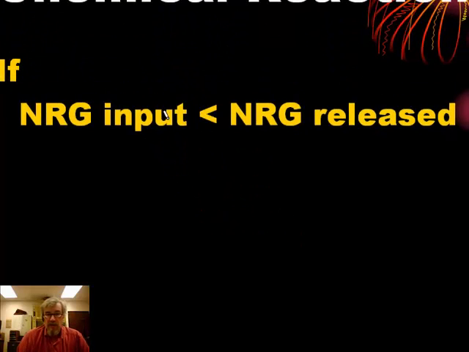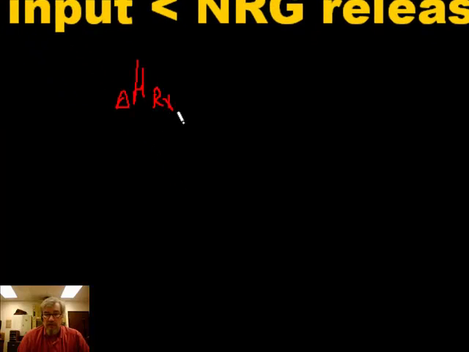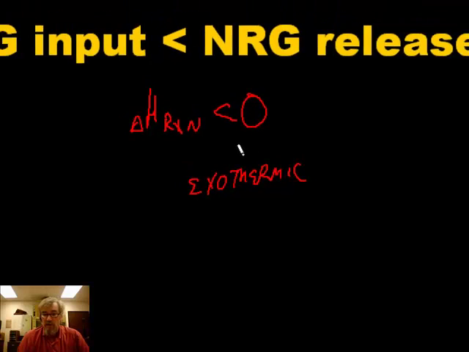If, on the other hand, the energy input was less than how much got released, well, that means the change in enthalpy for the reaction is negative, and that's what we call an exothermic reaction. In other words, more energy went out than went in.